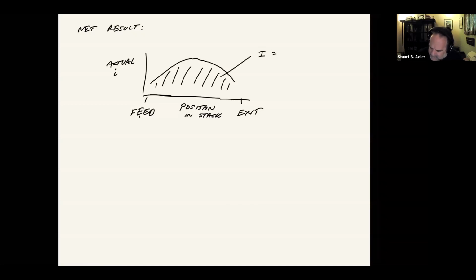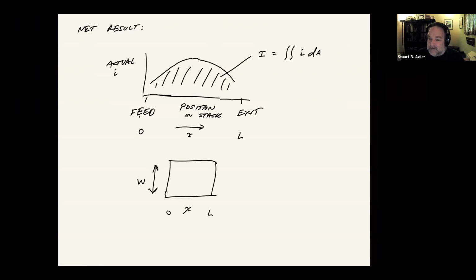The actual current is this integral of this function. So far, I'm sort of treating it as a one-dimensional problem. So maybe I should even be more specific here. I'm going to call this position X, and we're going to go from 0 to L. So the feed is at X equals 0, and the exit is at X equals L. And our cell kind of looks like this. And then there's some width to the cell too.